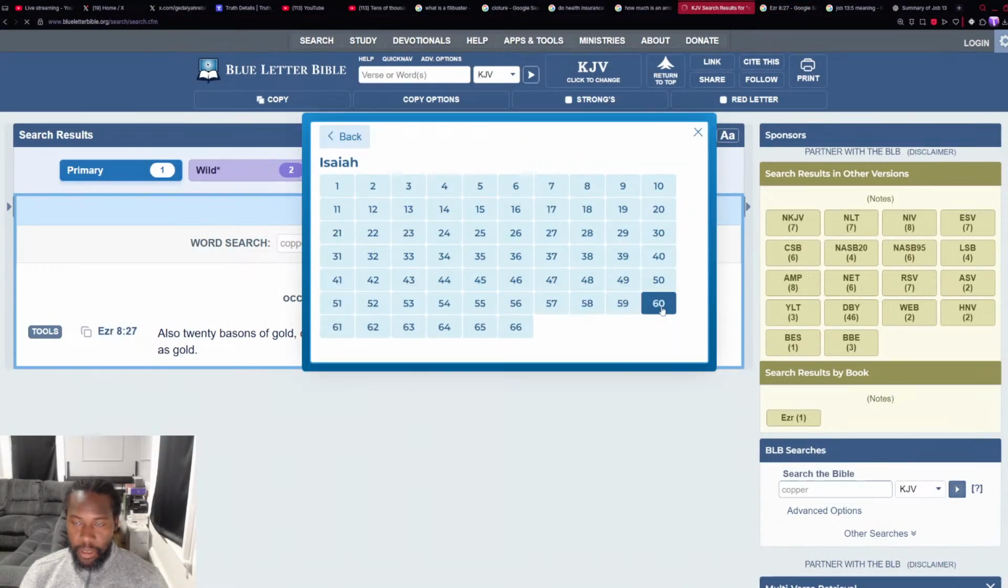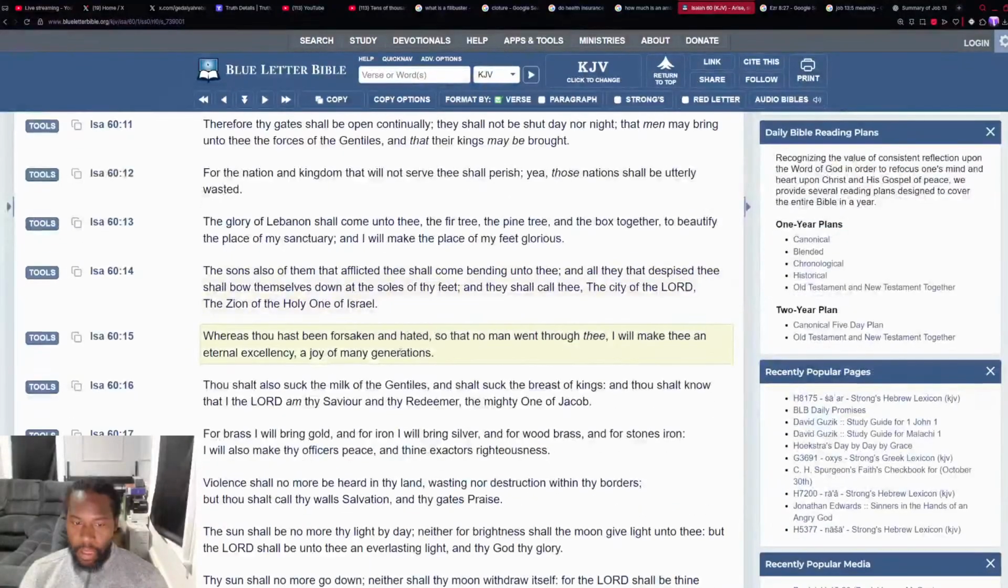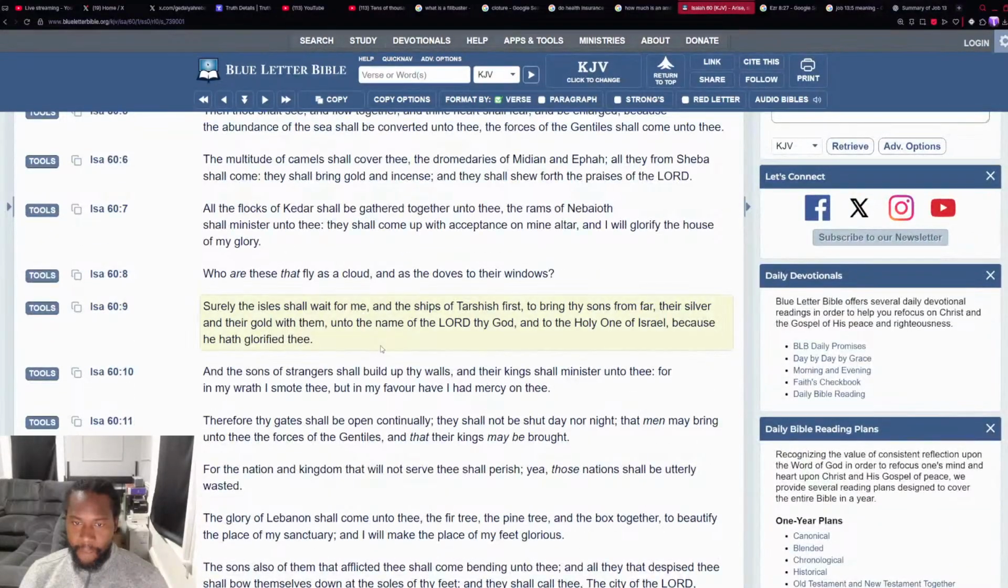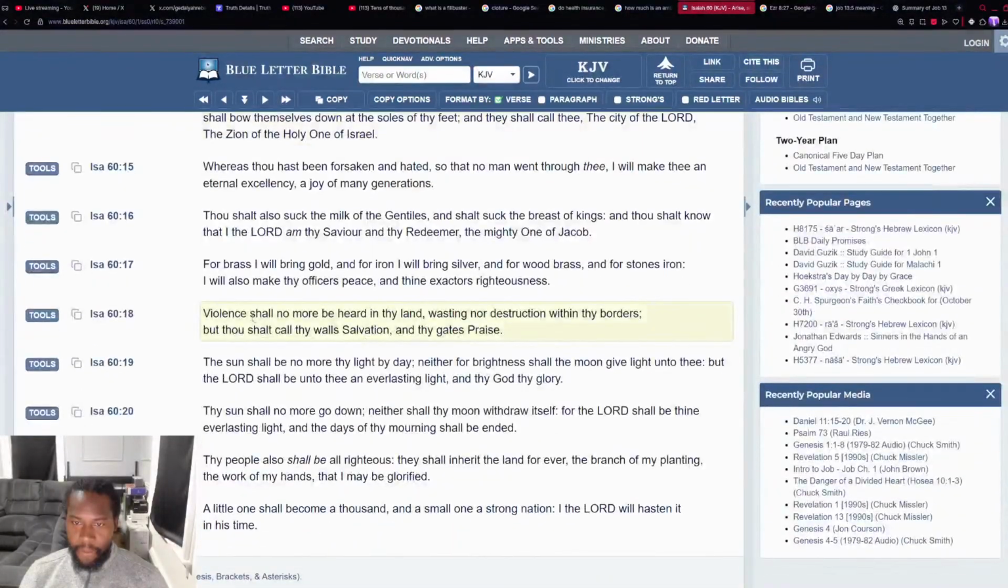Isaiah chapter 60. Isaiah 60 and 17. For brass I will bring gold, and for iron I will bring silver, and for wood, brass, and for stones, iron. I will also make thy officers peace, and thy exactors righteousness. Look this up.